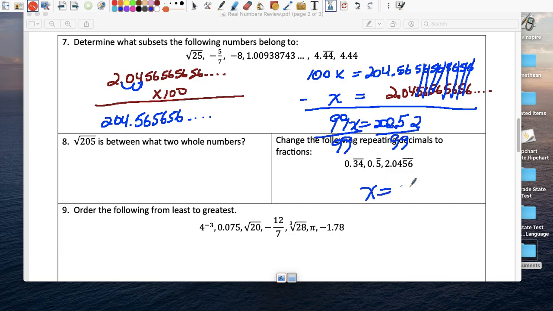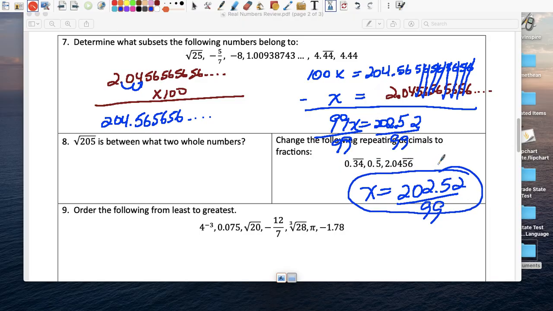And x equals 202.52 over 99, which we could clean up, but let's just put that in the calculator and make sure we're okay. 202.52 divided by 99 equals 2.0456565656565656 forever and ever. So we did this correctly.